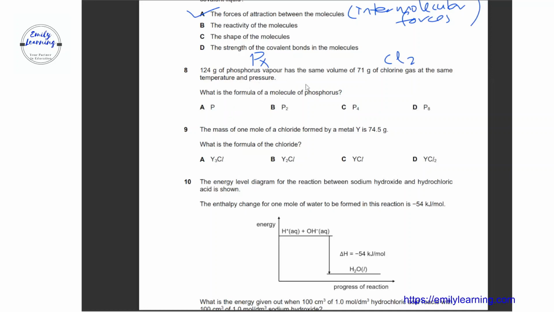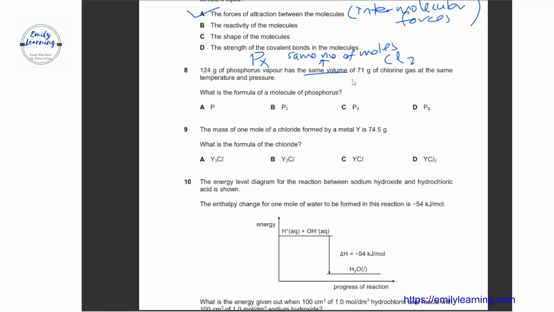We know that they have the same volume as 71 grams of chlorine at the same temperature and pressure. If you have gases and they are of the same volume at the same temperature and pressure, it means that there is the same number of moles. All right. So same number of moles. So what we need to do is, we know that chlorine gas, you have learned, is group 7. They exist as diatomic molecules. So the formula is Cl2.